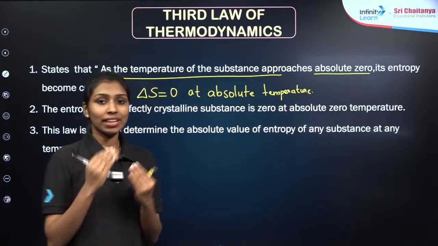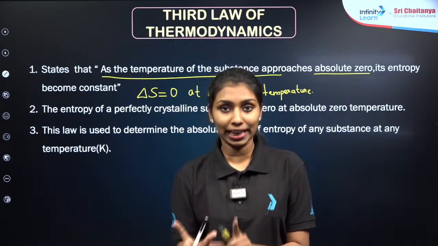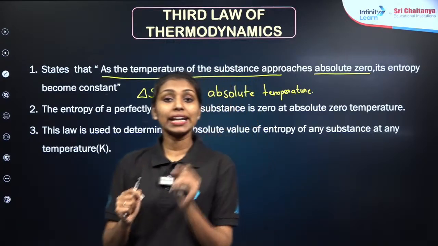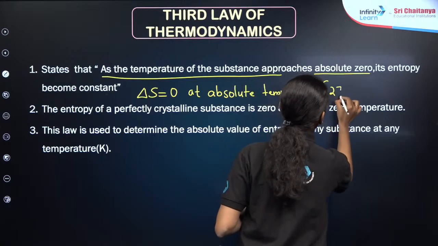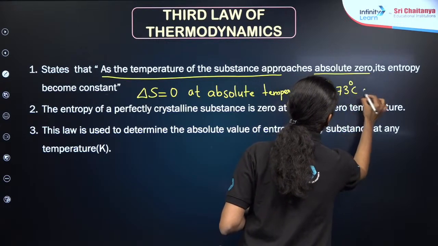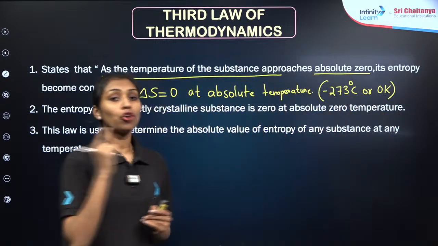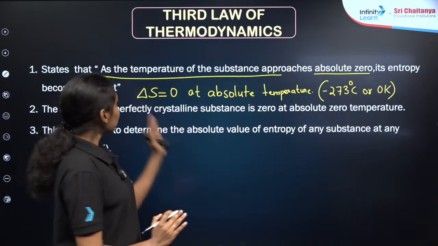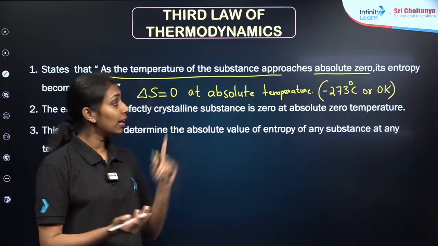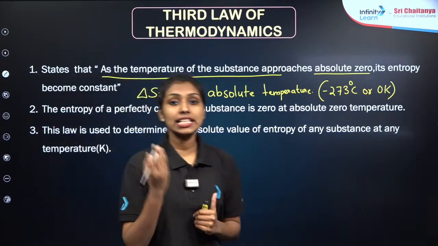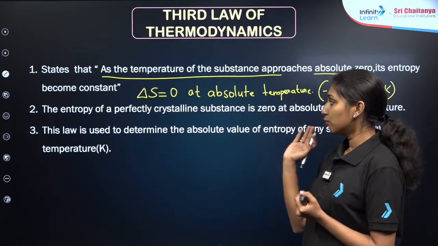Now I hope you must have an idea about the temperature scale. We can say that absolute temperature means it is at 0 Kelvin. Otherwise we can term it as minus 273 degrees centigrade, right? Minus 273 degrees centigrade or degrees Celsius, or we can term it as 0 Kelvin. So we can state the third law of thermodynamics as: whenever the temperature of the system approaches absolute zero or 0 Kelvin, then entropy becomes constant or delta S value equals 0. This will be the definition for the third law of thermodynamics.